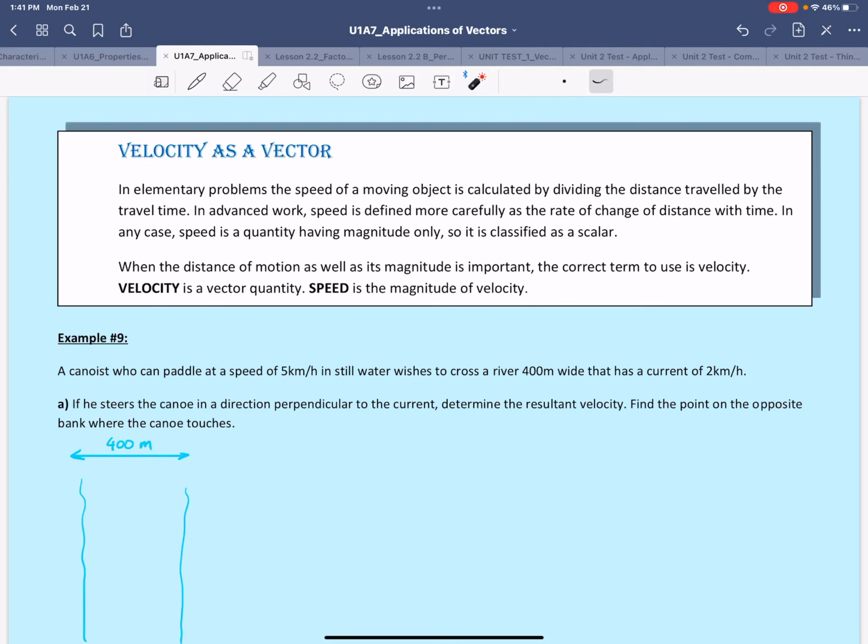Hello and welcome. We're going to take a look at another application of vectors, velocity. As we all know, velocity is a vector quantity because it possesses both magnitude and direction.